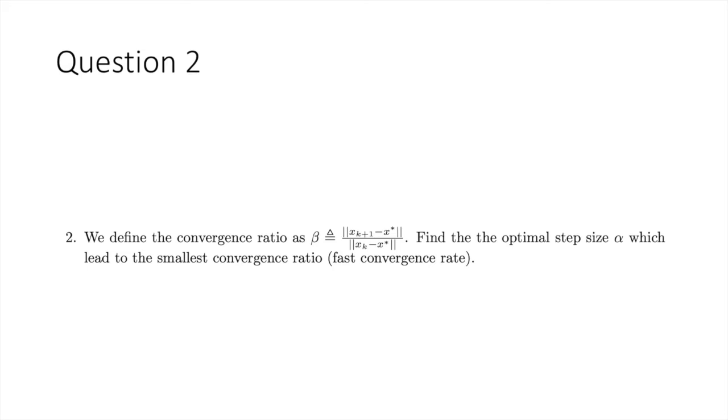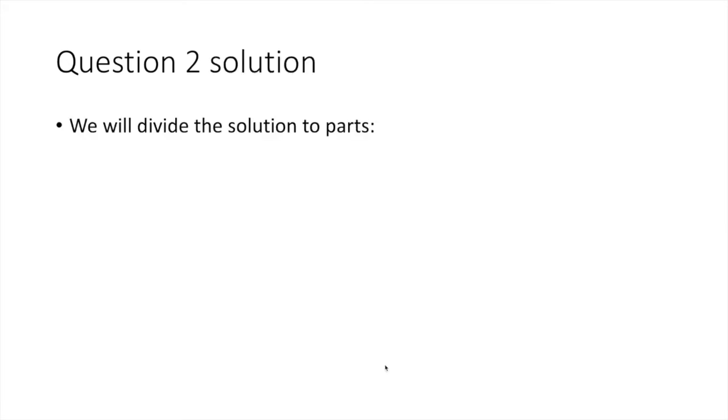We define the convergence ratio to be as follows. Let's find the optimal step size alpha, which would lead to the smallest convergence ratio. We can see that the convergence ratio is defined to be the distance from the optimal solution at the current iteration divided by the same distance at the previous iteration. I suggest you try to solve it yourselves and then view the solution in this video.